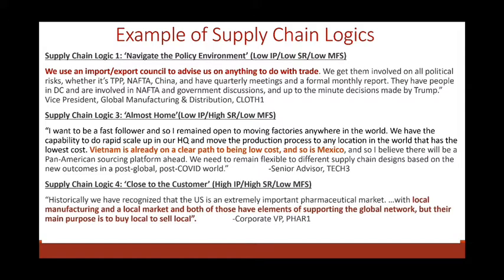The other thing that we saw in some industries was this close to the customer type of logic. These industries, especially in pharma and in the technology sector, were really pushing to have production located within local markets for local customers. Again, that was really driven by government pressure.